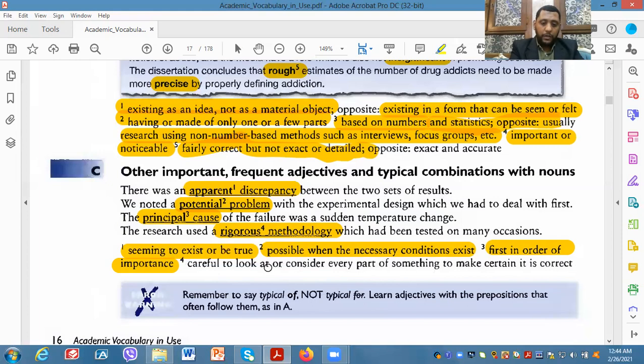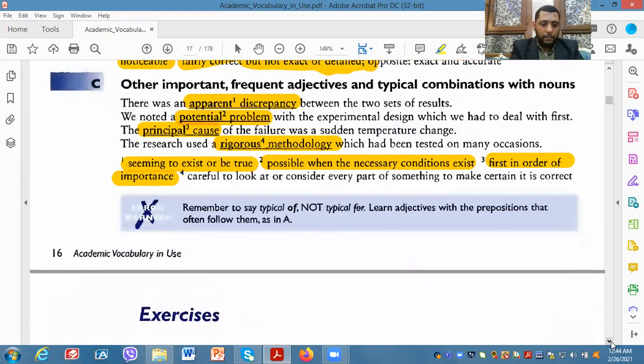So rigorous means careful to look at or consider every part of something to make certain it is correct. Okay, by looking at this example, I guess we are done with the lecture on the C section.